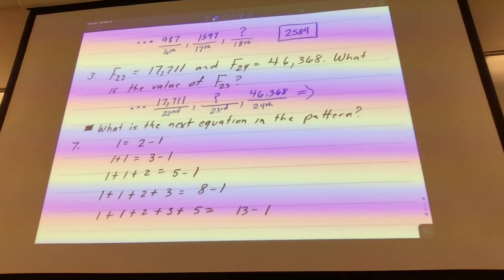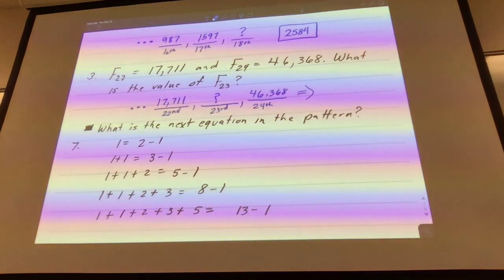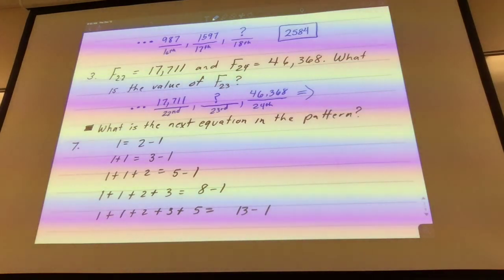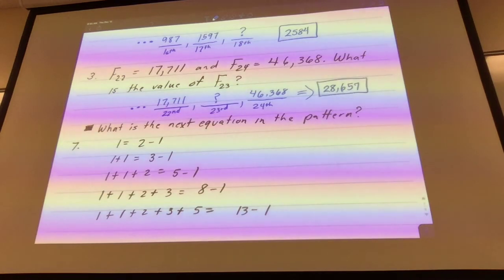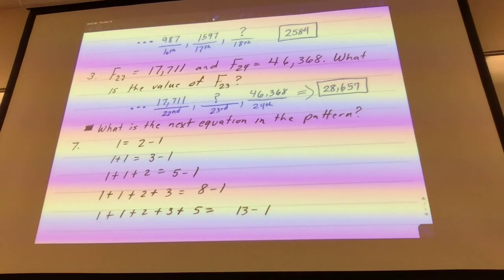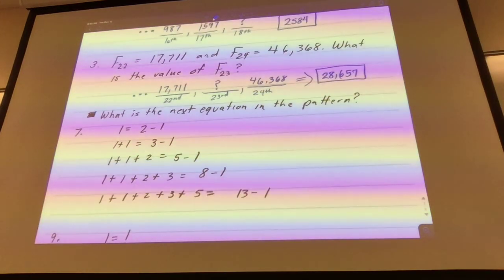Just subtract. Yes, very good. So you would just subtract. You would take the 46,000 number and subtract the 17,000. So 24th minus the 22nd, we'd subtract those to find out that the 23rd is 28,657. So good job there. But like I said, Fibonacci sequence is stuff that you'll be asked to do with it. It's not challenging. It's kind of more of a fun, interesting thing.